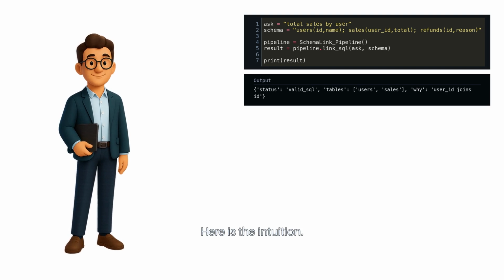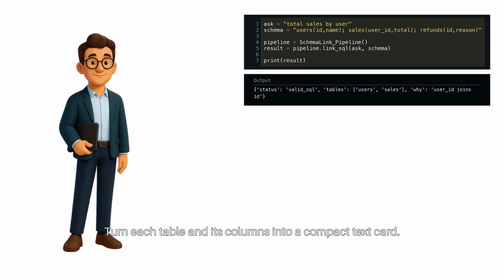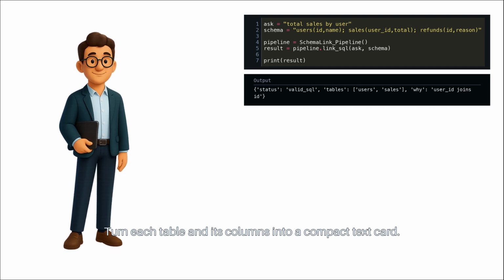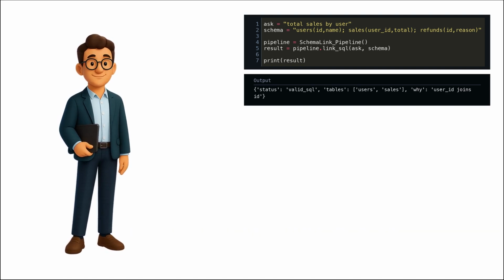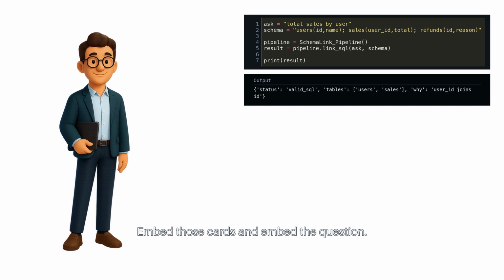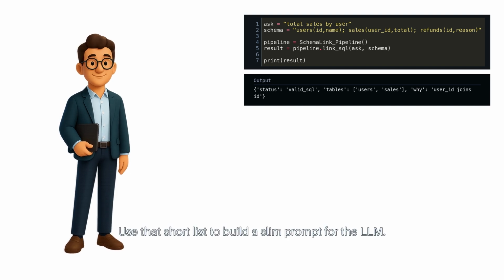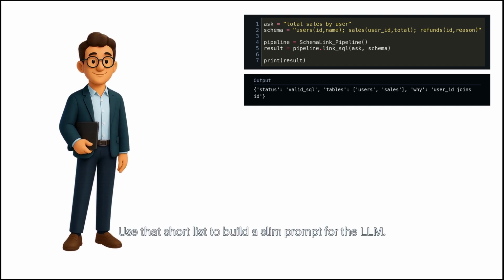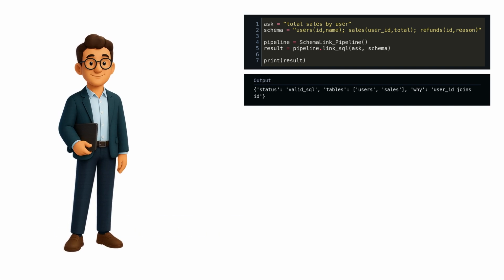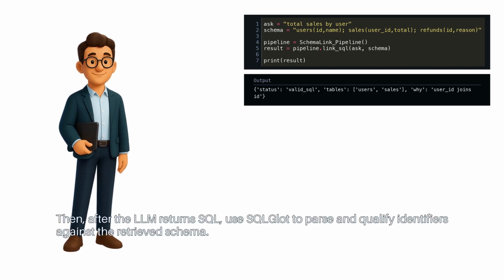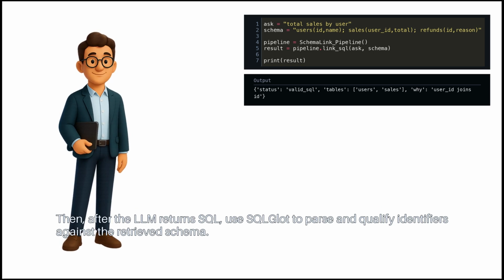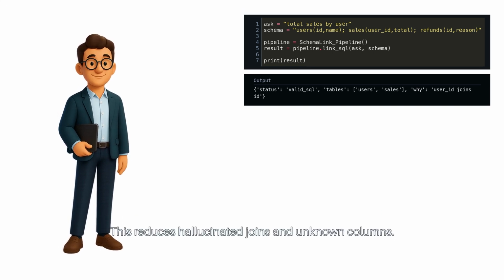Here is the intuition. Turn each table and its columns into a compact text card. Embed those cards and embed the question. Find the nearest cards. Use that short list to build a slim prompt for the LLM. Then, after the LLM returns SQL, use SQLGlot to parse and qualify identifiers against the retrieved schema. This reduces hallucinated joins and unknown columns.